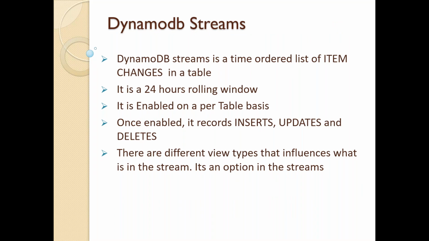Then I told you about DynamoDB Streams. This is very important, right? So DynamoDB Streams is a time-ordered list of item changes in the table. So whenever something gets updated, you enable DynamoDB Streams for the table, and based on the stream, you can trigger a Lambda function to do some processing, right?